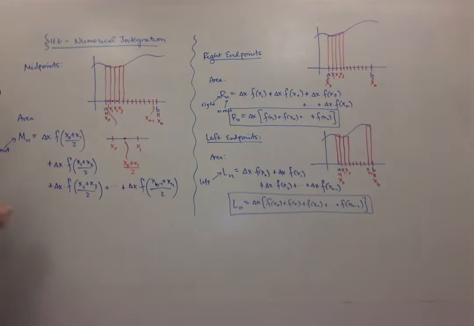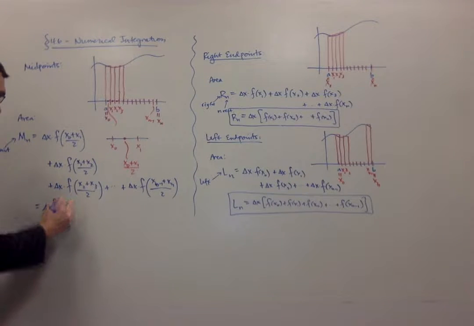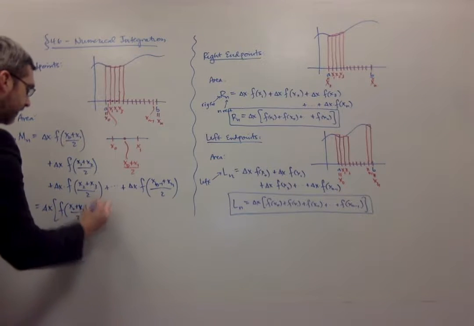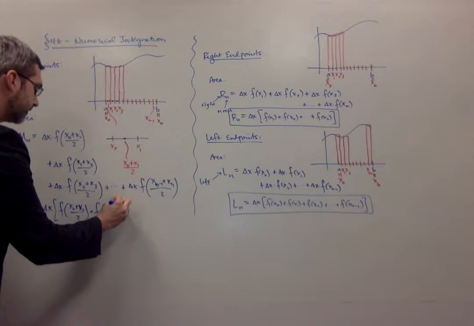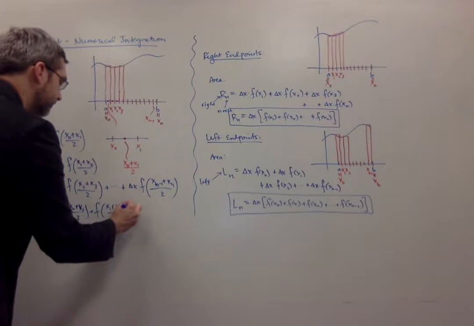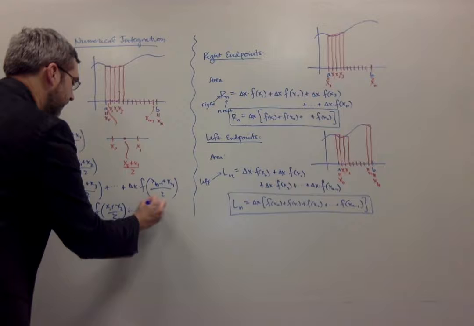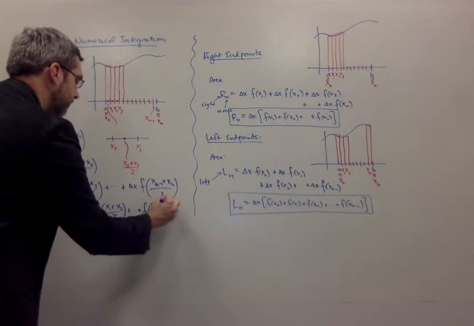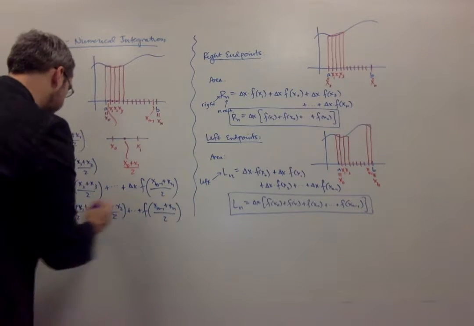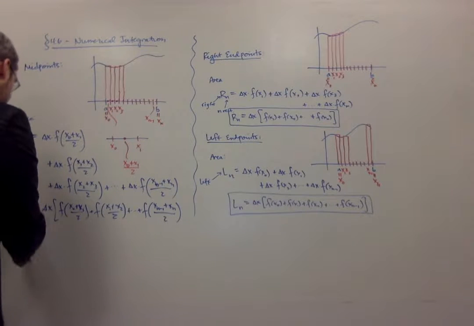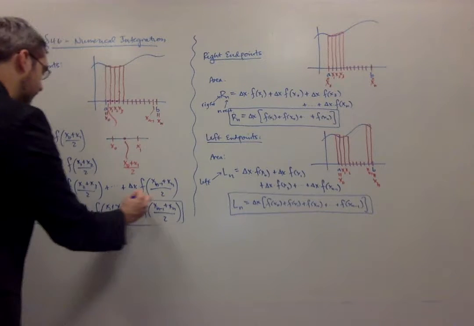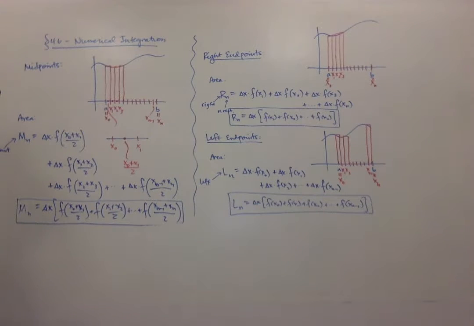Okay. So pulling out a delta x, we get f of (x0 + x1)/2 plus f of (x1 + x2)/2, all the way up until this last one, f of (x_{n-1} + x_n)/2. Okay? So again, none of this should be too crazy.